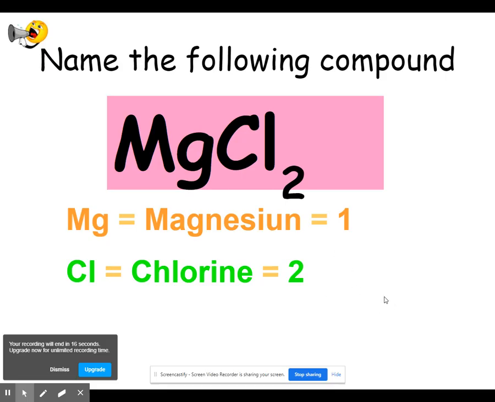Okay, so you're going to notice that you have a half sheet that says element versus compound, and then chemical compounds. Complete that.